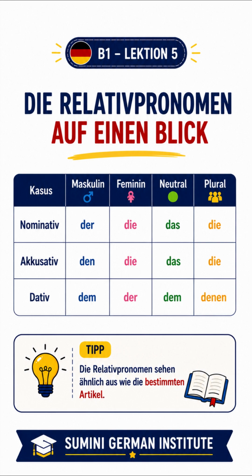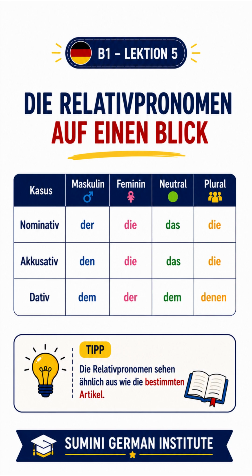Before building relative clauses, we need to know the relative pronouns. For masculine nouns, in nominative der, accusative den, dative dem. For feminine nouns, nominative die, accusative die, dative der. For neutral nouns, nominative das, accusative das, dative dem. For plural nouns, nominative die, accusative die, dative denen.